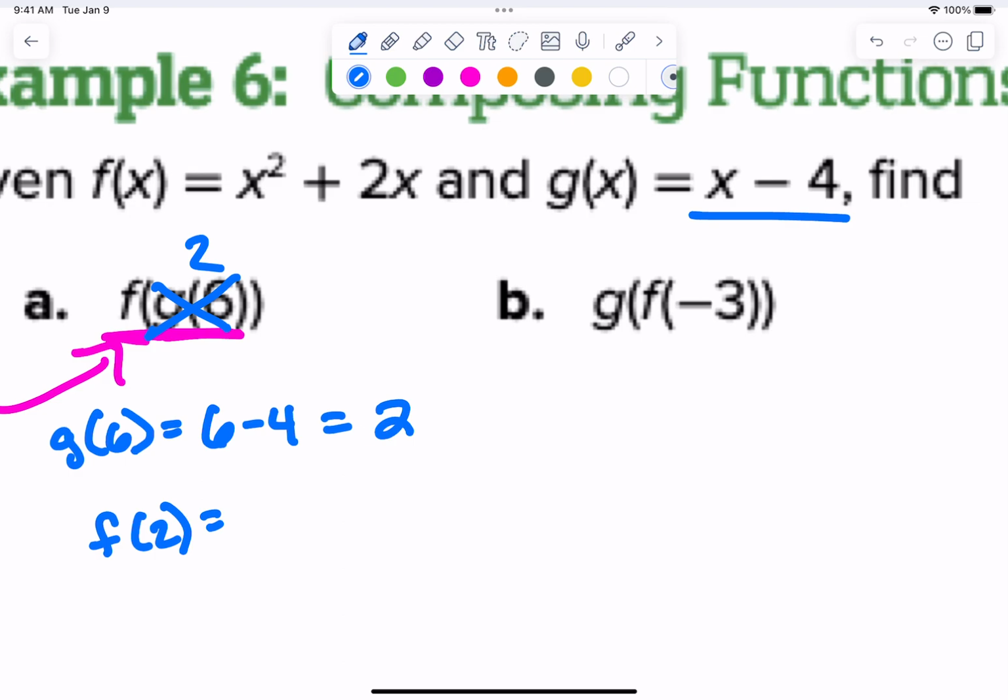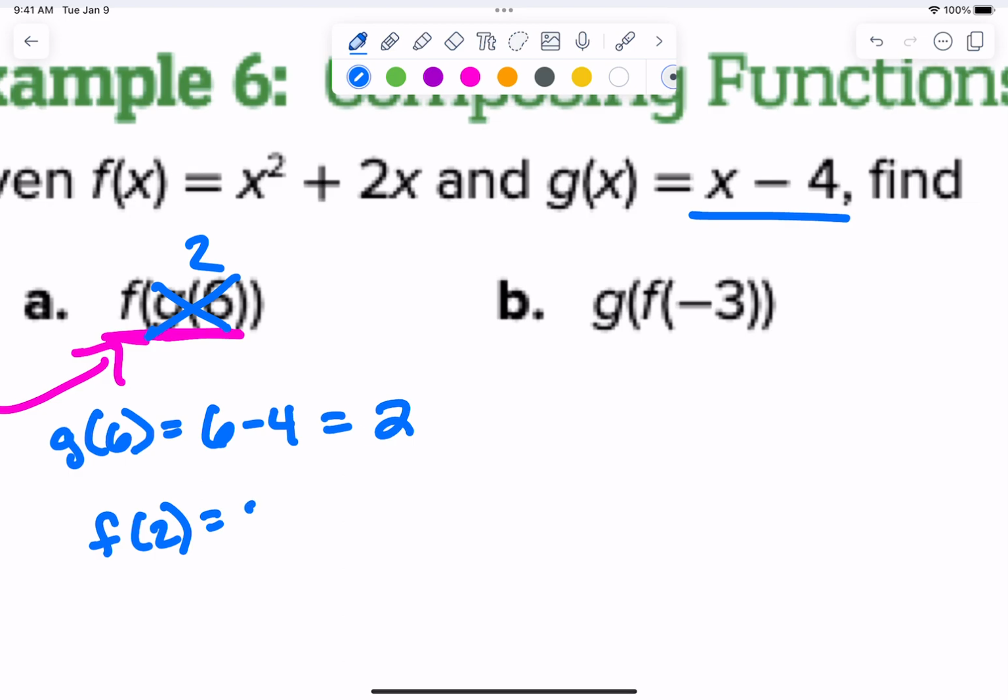So the first operation, the g of 6, is like finding my sale value. Then I'm taking that and plugging it into the f. Pause. Okay. This is like me doing the sale price first and then the coupon to that answer. So 2 was the sale price and now I'm going to do the coupon to that. So f of 2.